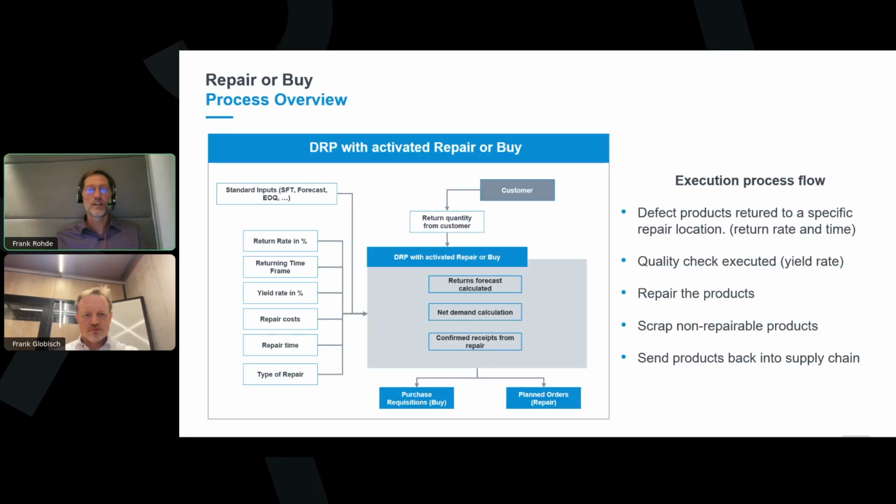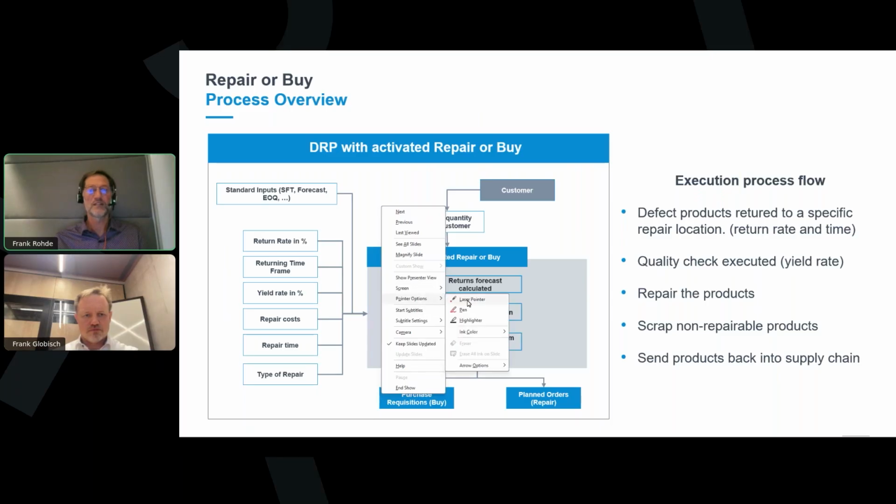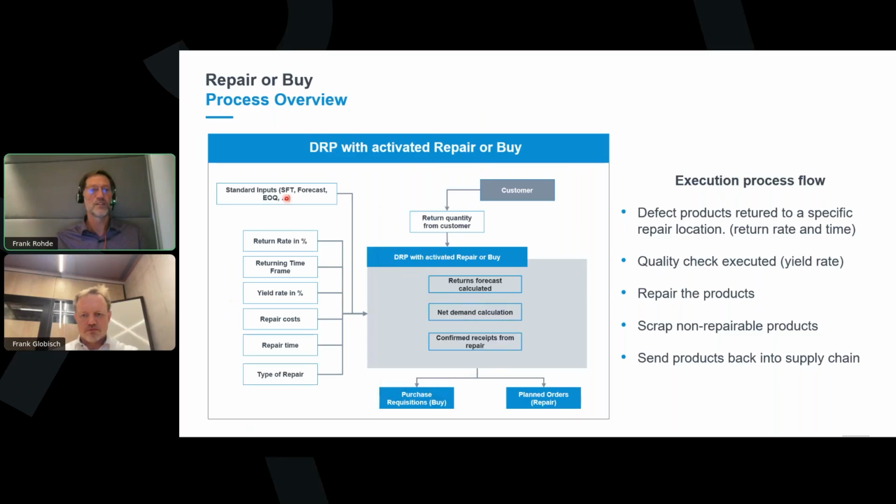How does it work? From the eSPP perspective, we have, again, certain inputs. Of course, the standard inputs that you always need for DRP, such as safety stock, forecast, economic order quantities, pack sizes, and so on. And then we have additional parameters that are considered.